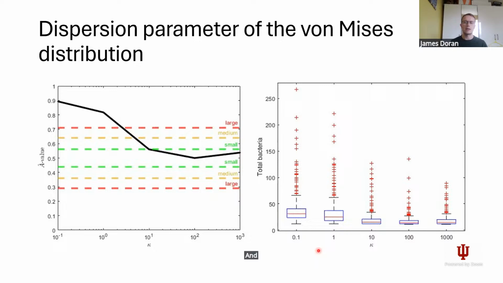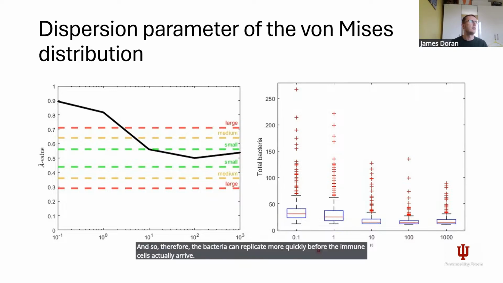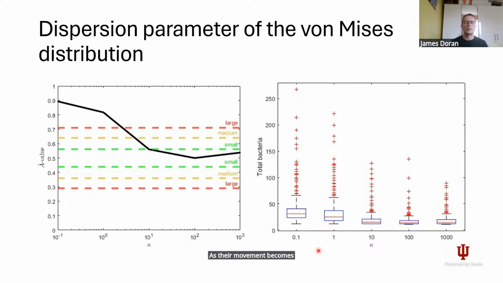So the actual distance it moves winds up being greatly reduced. And so therefore the bacteria can replicate more quickly before the immune cells actually arrive at the site of infection, as their movement becomes a lot more stop-start compared to cells that more consistently keep moving the direction they had been moving in previous steps.